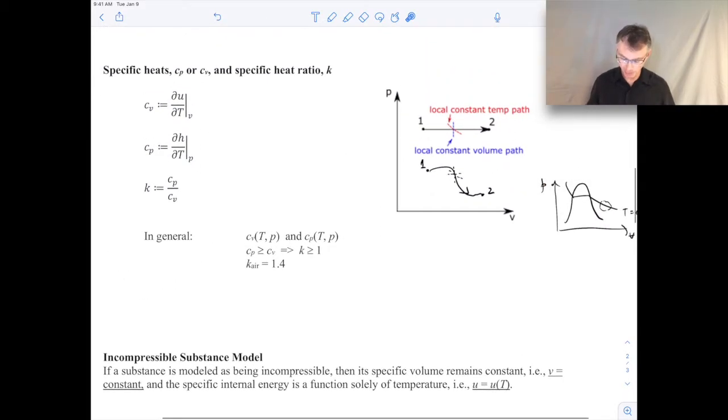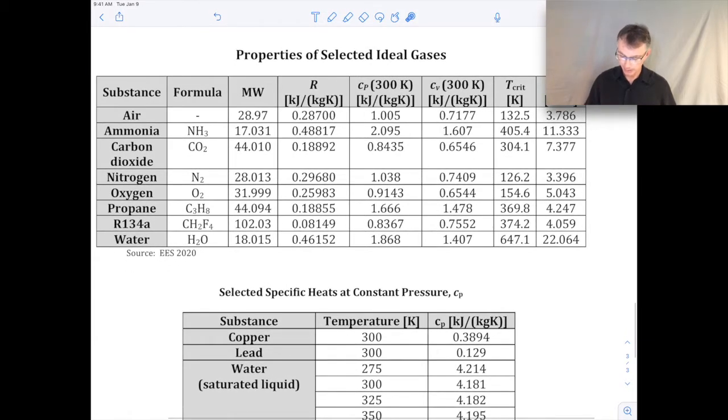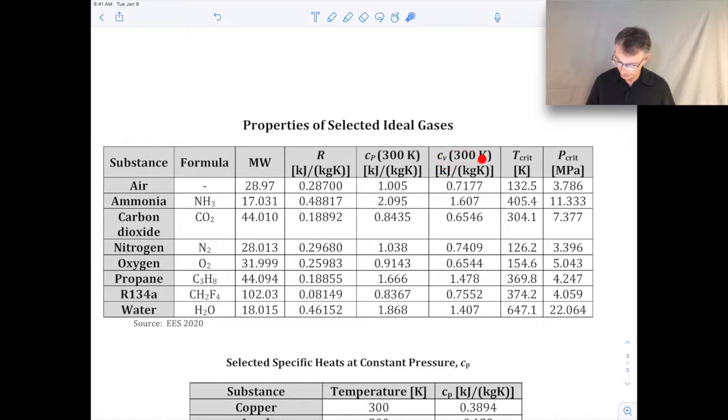You can find the values for C sub V and C sub P in tables. I have a couple of tables here for different types of substances. If you look in this table, for example, you'll see the specific heat at constant pressure here and specific heat at constant volume here. You can see the values for air, ammonia, etc. They're specifically listed here for 300 Kelvin. As I mentioned a moment ago, in general the specific heats are functions of pressure and temperature. When you deal with ideal gases or incompressible substances, we say that it's only a function of temperature.